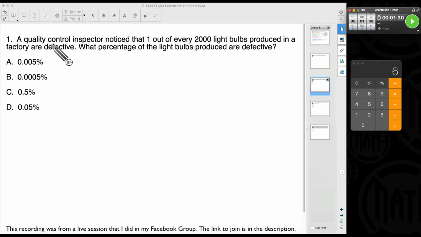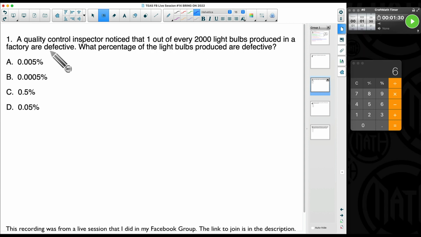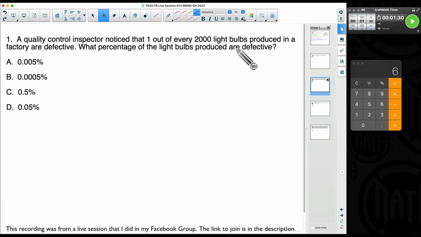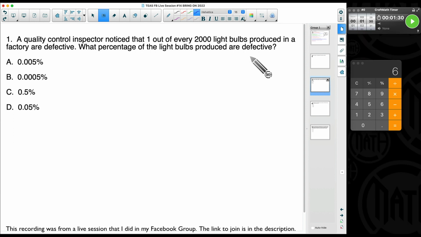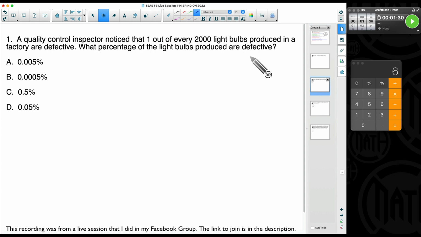So here we go. A quality control inspector noticed that 1 out of every 2,000 light bulbs produced in a factory are defective. 1 out of every 2,000. What percentage of the light bulbs produced are defective? Now, looking over in the comments, I see A's, B's, C's, and D's. Don't take this the wrong way, but I'm glad I did this problem because if I'm seeing all of these various answers, it's definitely something that we want to address.